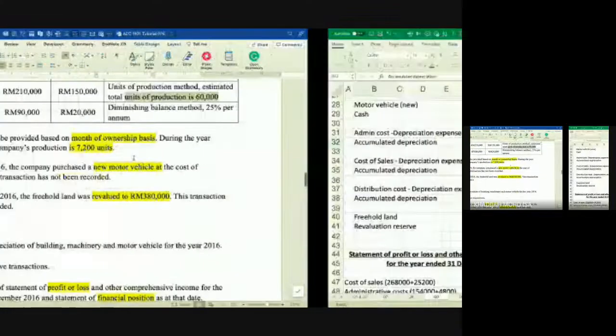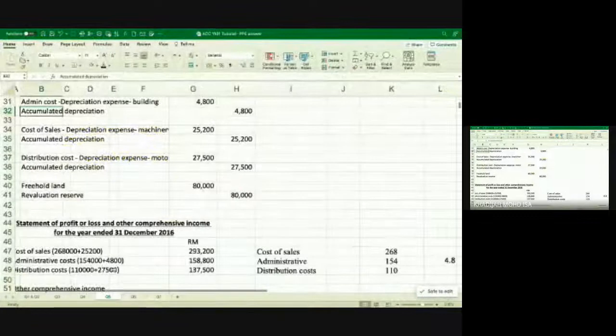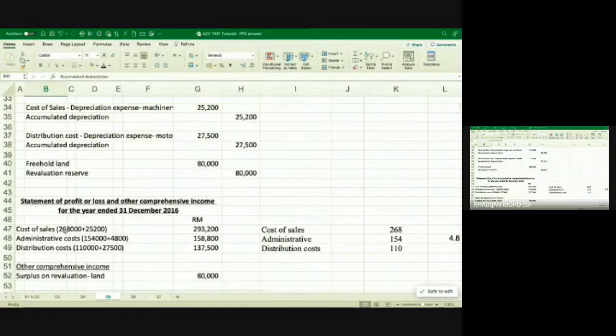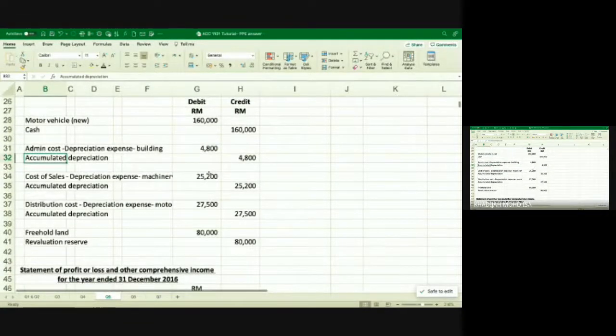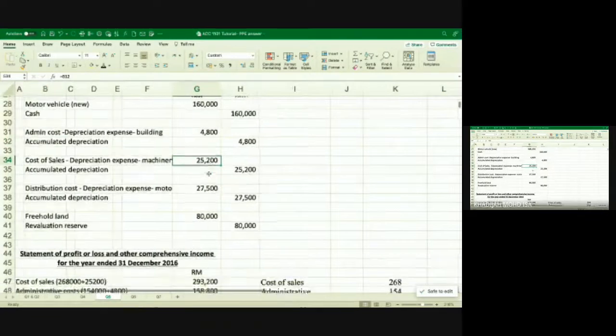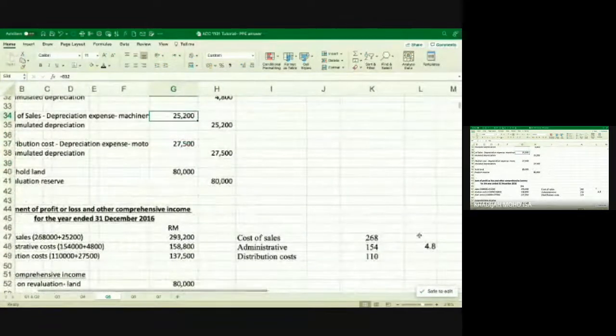Yeah. But here I want to see why you get that, right? So for example, here we have the 4.8 as the admin cost, and 25.2 is the cost of sales. So that's how you have 25.2 there.